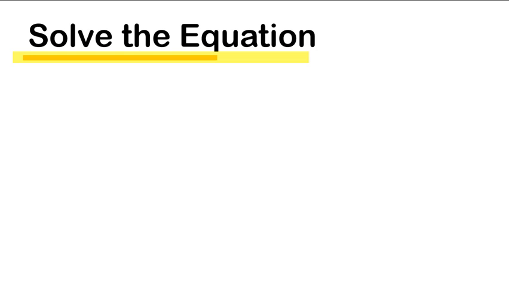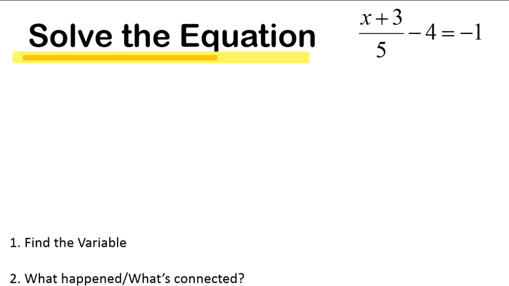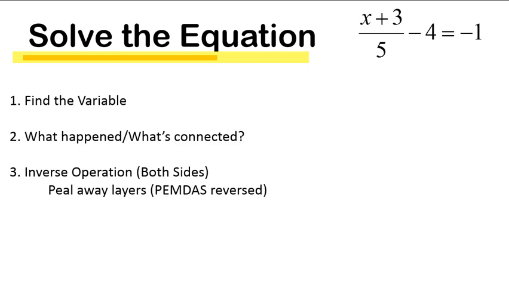Yay! All right, let's go ahead and take a look at another equation. This equation is a little bit more complicated. This is truly a 3-step equation. I have x plus 3 over 5 minus 4 is equal to negative 1. I'm incorporating some negatives in there. I'm incorporating addition, subtraction, and division.